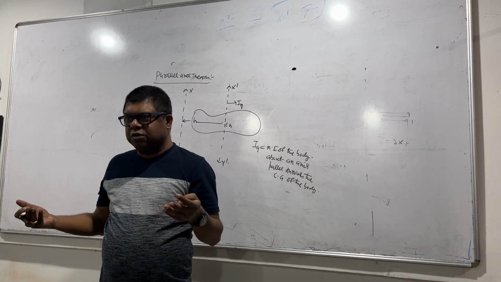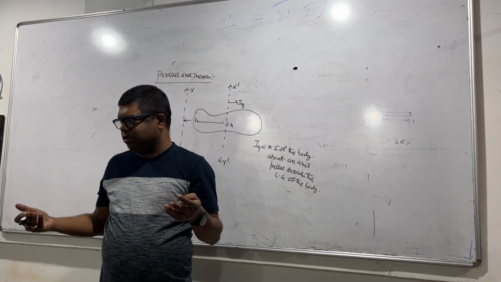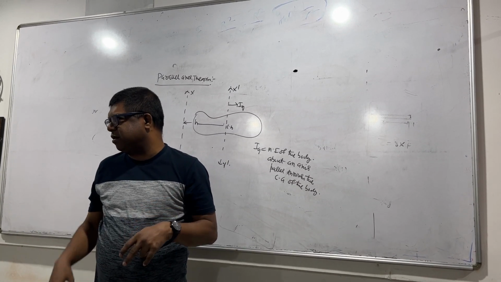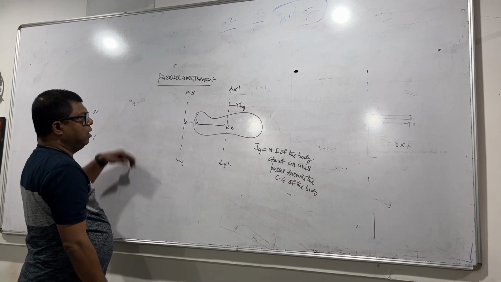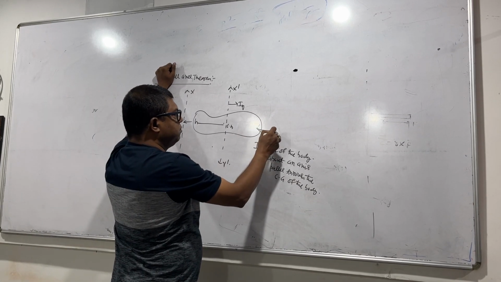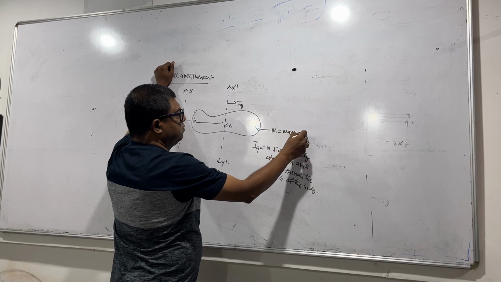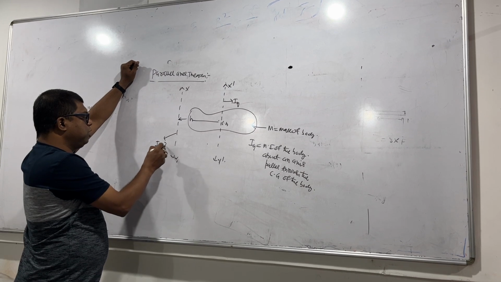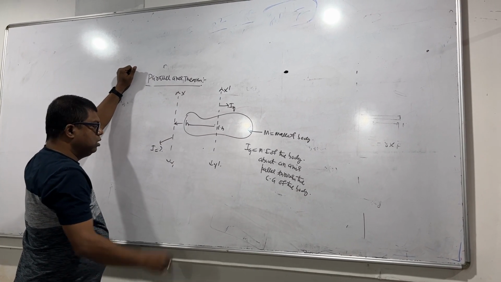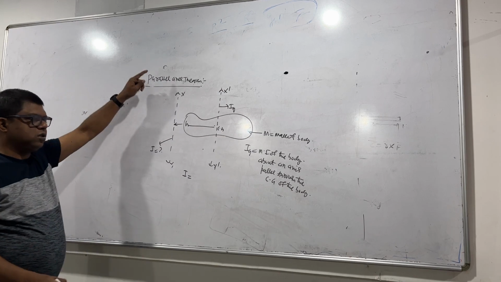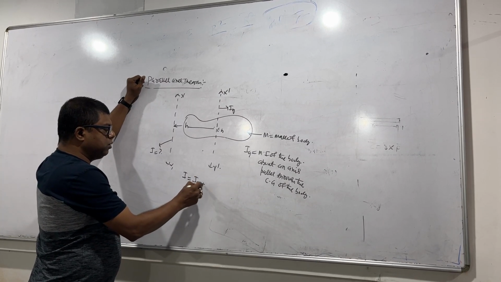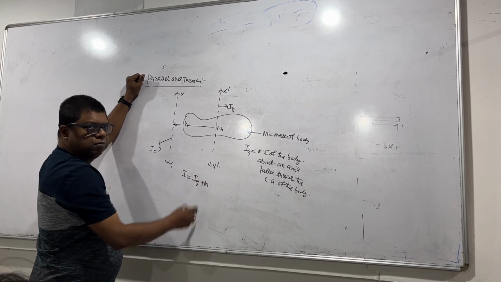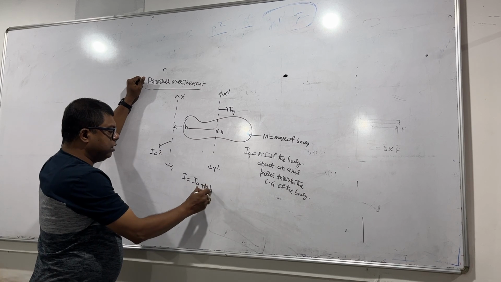If the body is near the surface of the Earth, CG and CM coincide with each other. Center of mass is the same as center of gravity if the body is near the surface of the Earth. And the mass of the body is capital M. I is equal to the moment of inertia of the body about this axis xy, which is equal to the moment of inertia of the body about the axis passing through the center of gravity plus M h squared.